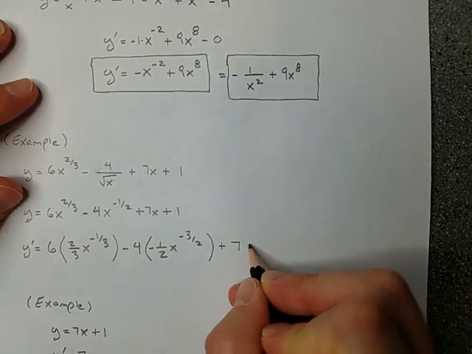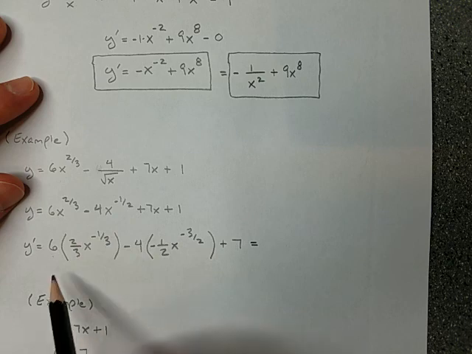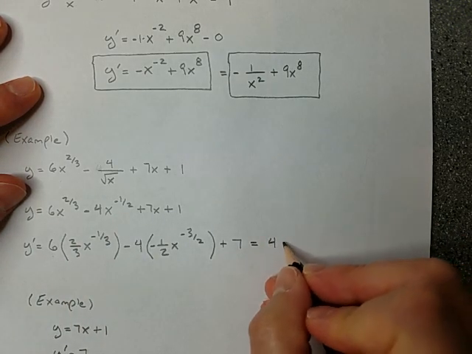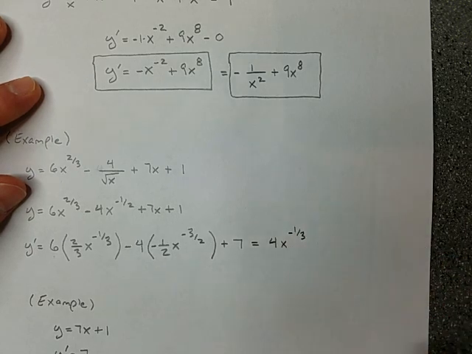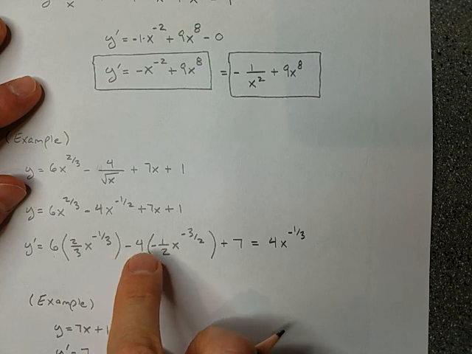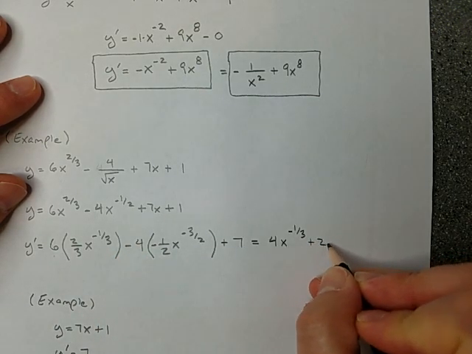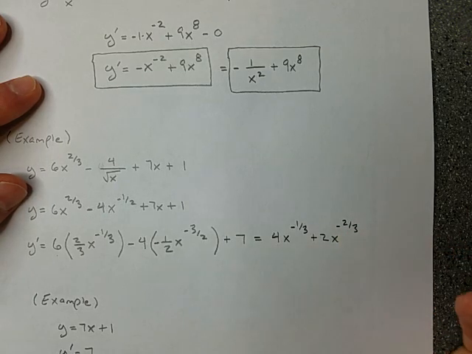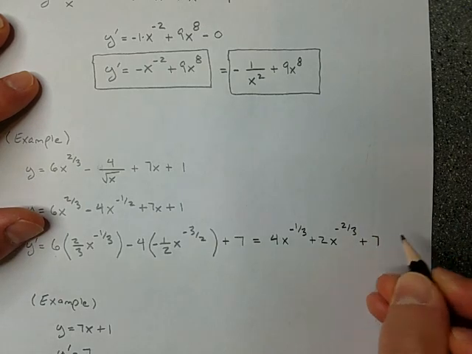Let me give you my answer. So I got 6 times 2/3, so that's going to be 4. Okay, I'm going to say 4x minus 1/3. Okay, and then here I have negative 4 times negative 1/2. That'll be positive 2x minus 2/3. Okay, and then I've got plus 7. All right, and that's all of it.